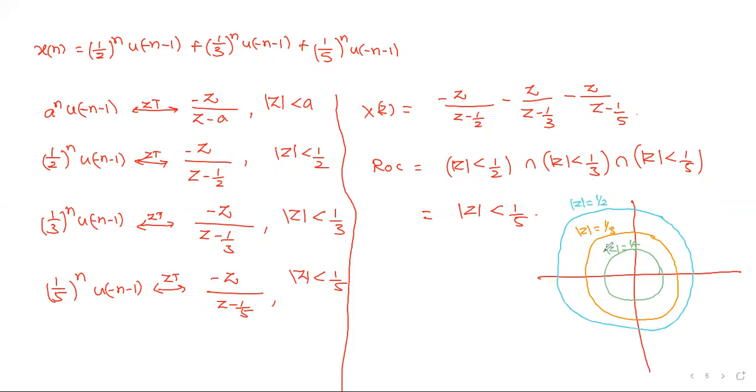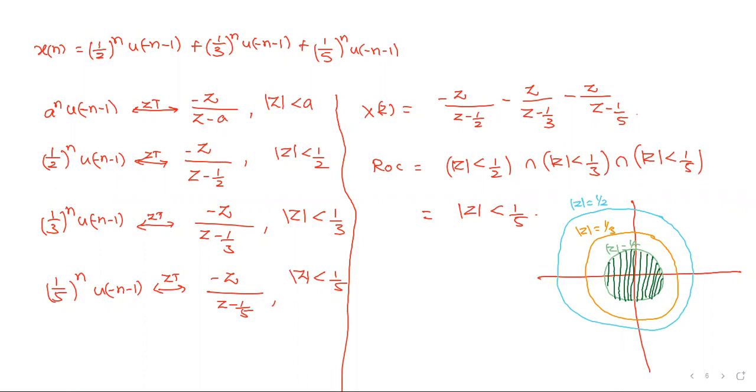If any number of circles are there, you just see whether it is right-sided or left-sided. The signals are left-sided, so the resultant ROC will become inside of the innermost circle. This is the resultant ROC for the given problem.